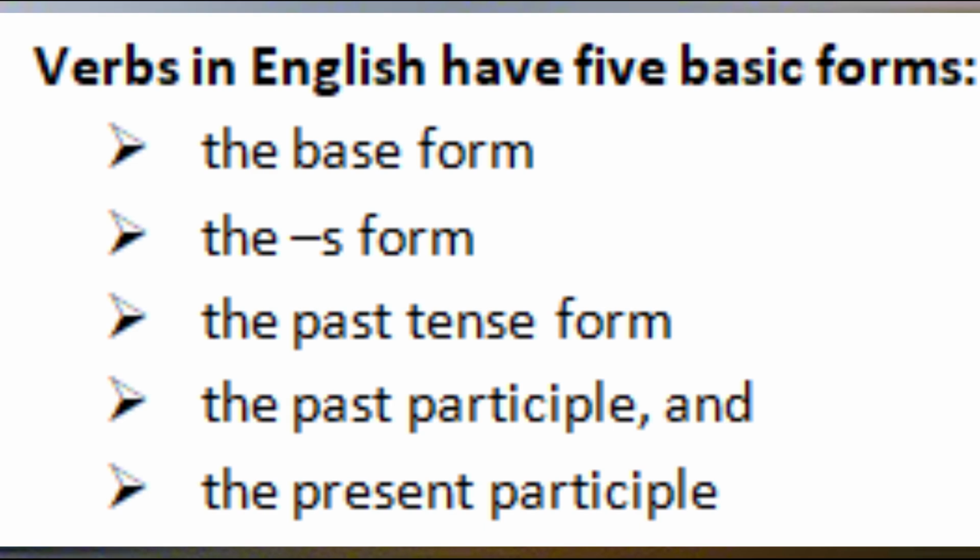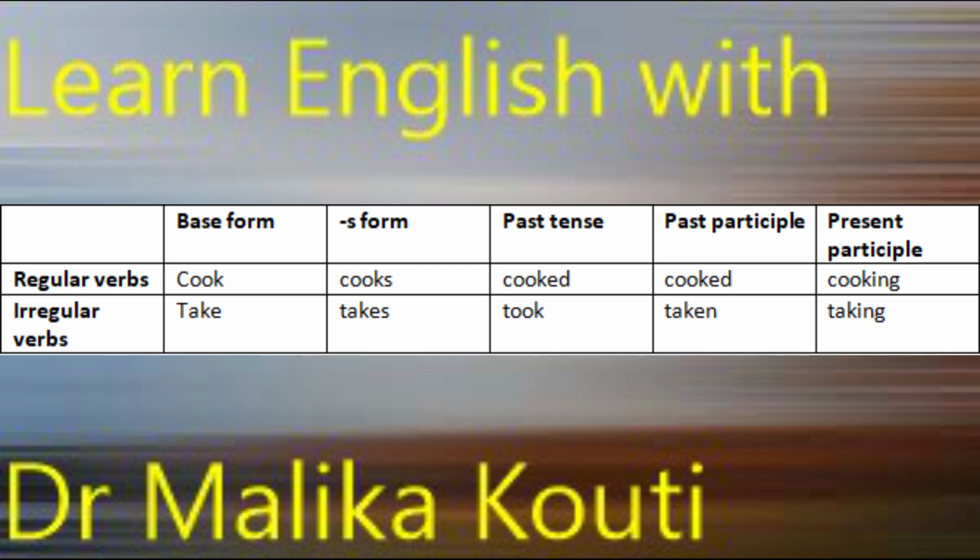Let's look at this table. Let's take verb to cook. So, to cook, this is the infinitive. The base form is cook. The S form is cooks. The past tense is cooked. The past participle is cooked. And the present participle is cooking.